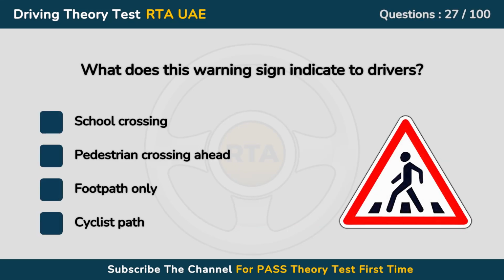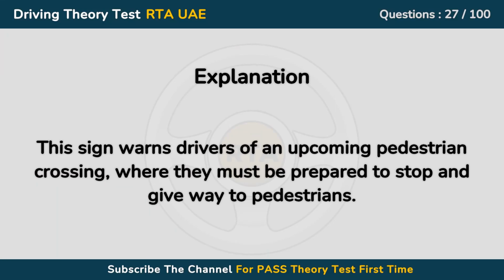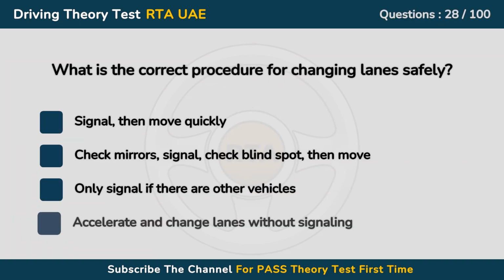A. School crossing. B. Pedestrian crossing ahead. C. Footpath only. D. Cyclist path. Answer is B. Pedestrian crossing ahead. This sign warns drivers of an upcoming pedestrian crossing, where they must be prepared to stop and give way to pedestrians. Question 28. What is the correct procedure for changing lanes safely?